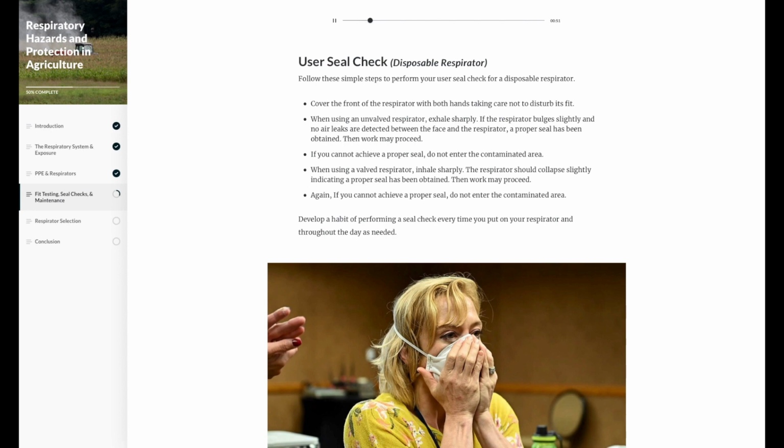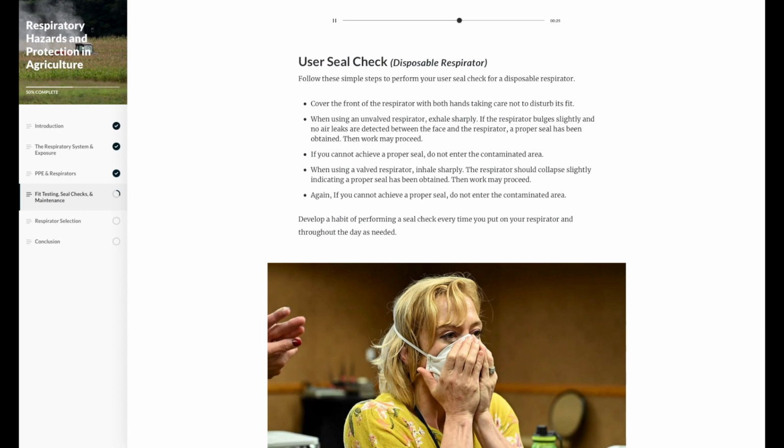Cover the front of the respirator with both hands, taking care not to disturb its fit. When using an unvalved respirator, exhale sharply. If the respirator bulges slightly and no air leaks are detected between the face and the respirator, a proper seal has been obtained. Then work may proceed. If you cannot achieve a proper seal, do not enter the contaminated area.